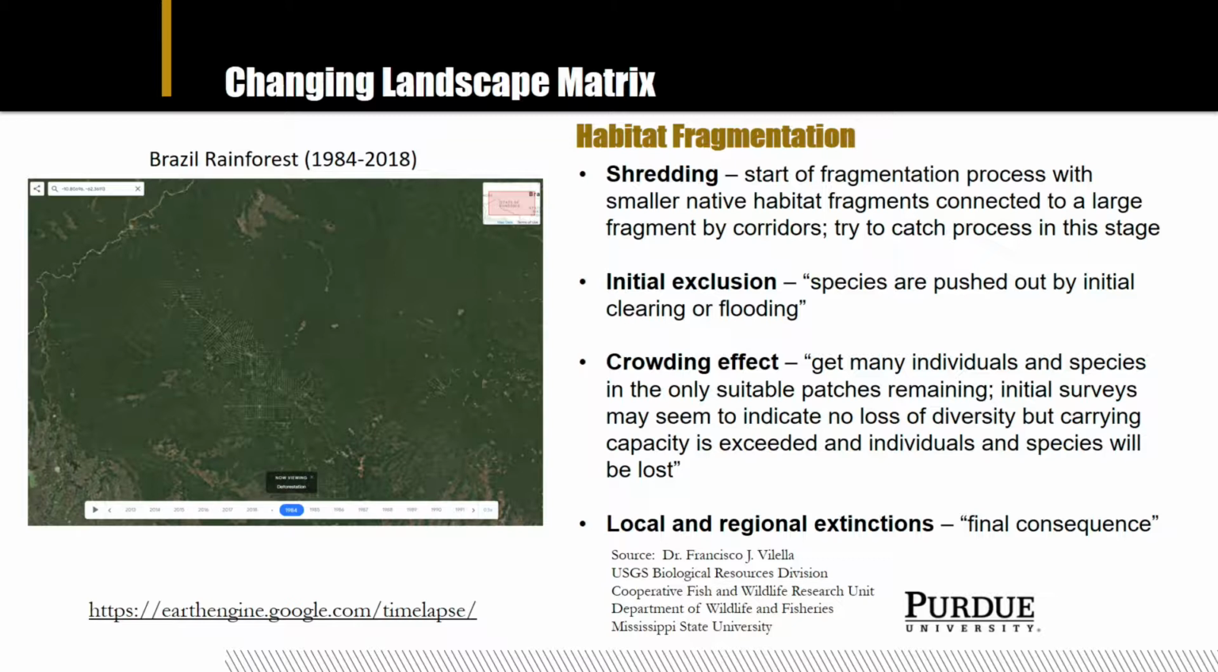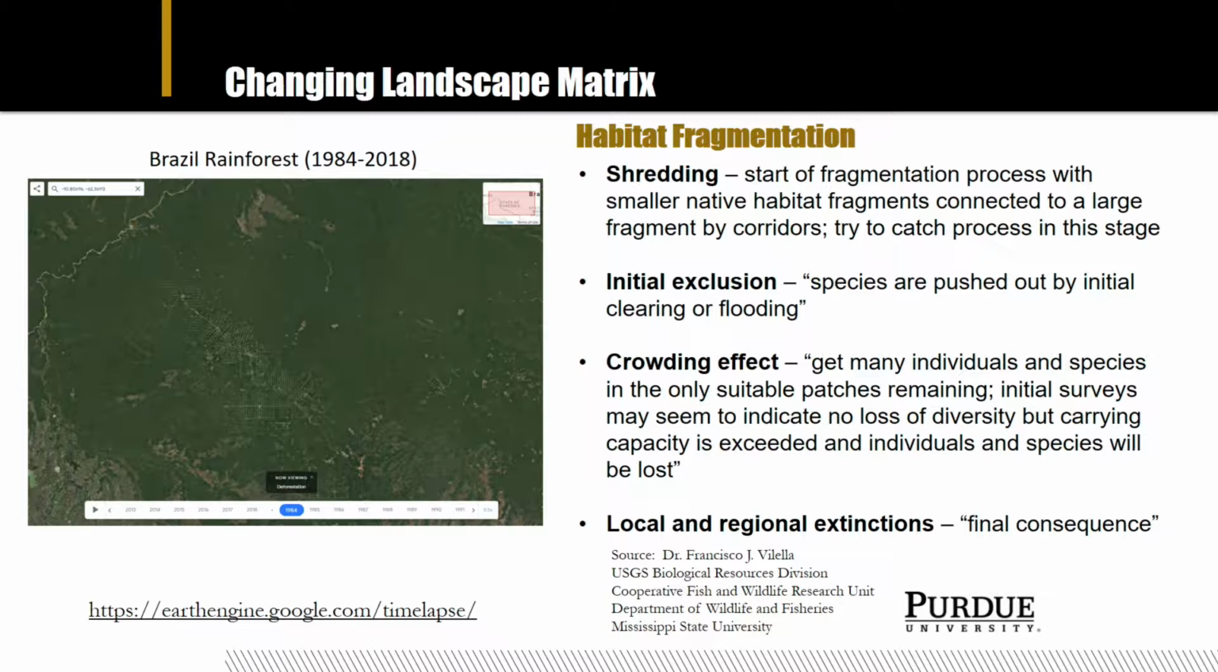Crowding effect often happens when we remove so much of the habitat that the only remaining places are too small to support the population that's there. And so there's no longer enough food, water, or shelter to support the number of individuals left within a particular wildlife species in that area. And that ultimately will lead to local and regional extinctions of animals, the final consequence.